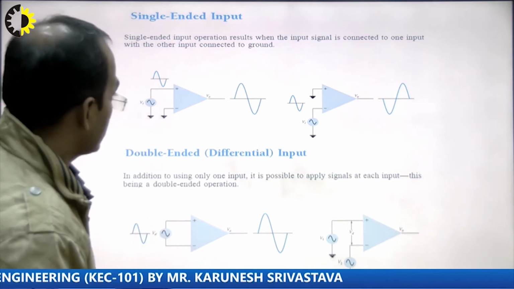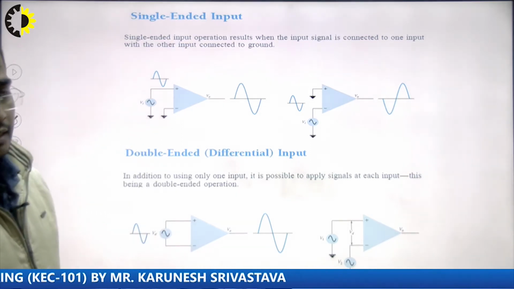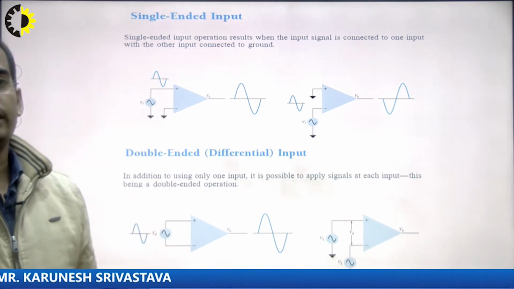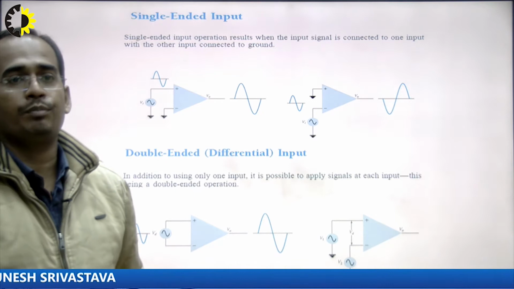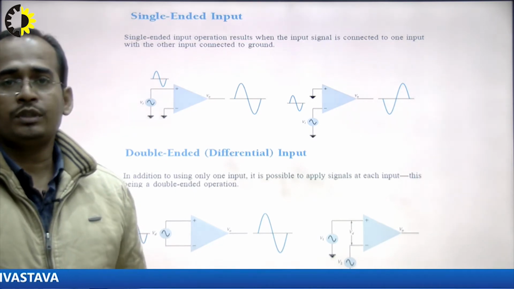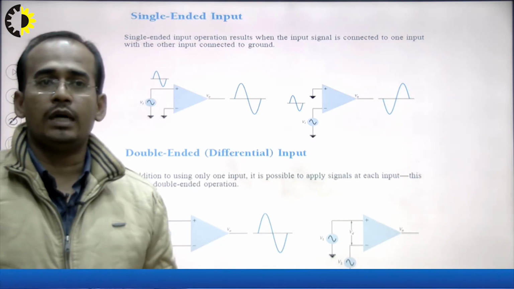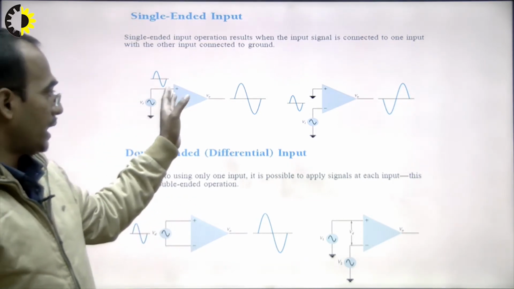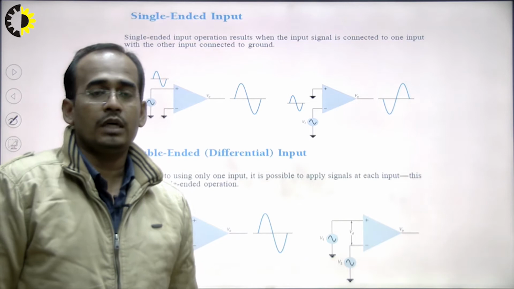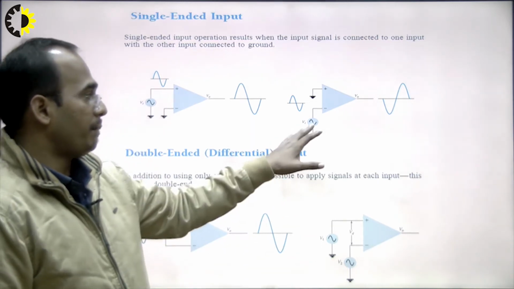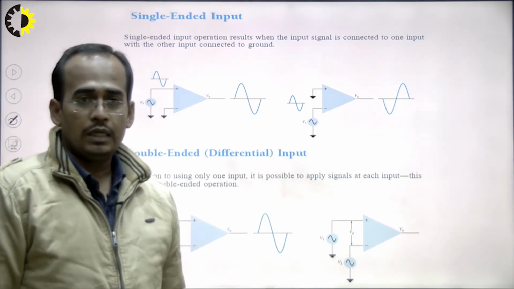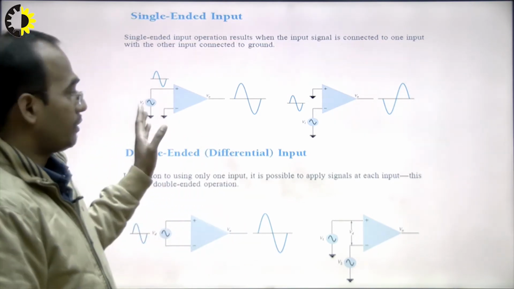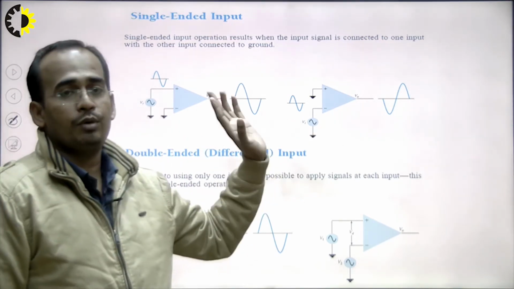The same has been discussed in this slide. Here I have applied the input to the positive terminal, so this is a non-inverting amplifier. In case of single-ended input operation, the input signal is connected to one input with the other input connected to the ground. Here you can see I have applied the input to the positive terminal, and in this circuit I have applied the input to the negative terminal, and the other terminal is grounded. In this case I have grounded the negative terminal, and in this case I have grounded the positive terminal.